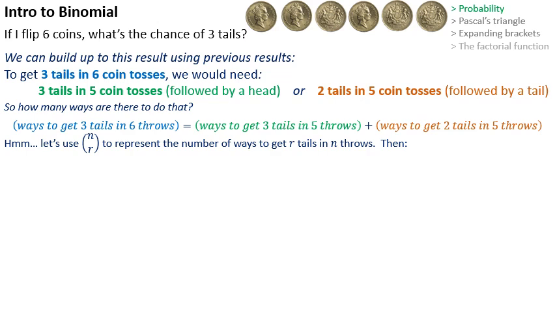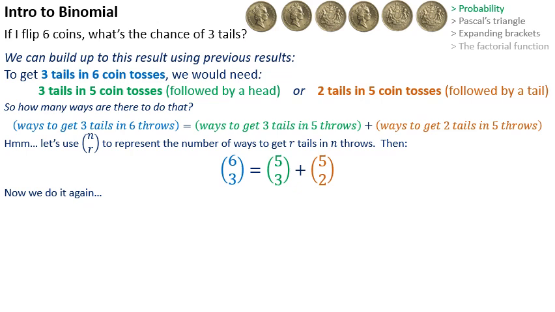Instead of saying 6 throws giving us 3 tails, we're just going to write 6, 3 in a bracket. It looks a little bit like a fraction, and for reasons that we will come to later, we're going to refer to it as 6 choose 3, or n choose r. So we write it like this, and you can see it's a bit nicer to see what's going on. 6 choose 3, the number of ways of getting 3 tails in 6 coin tosses, is equivalent to 5 choose 3 plus 5 choose 2, the ways of getting 3 tails in 5 throws, plus the number of ways of getting 2 tails in 5 throws.